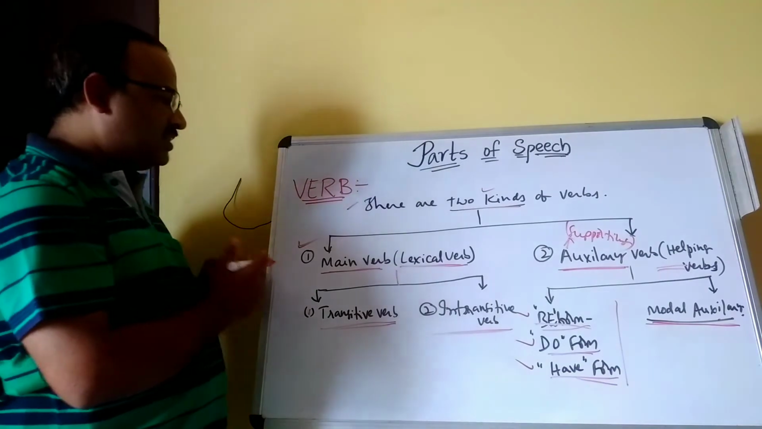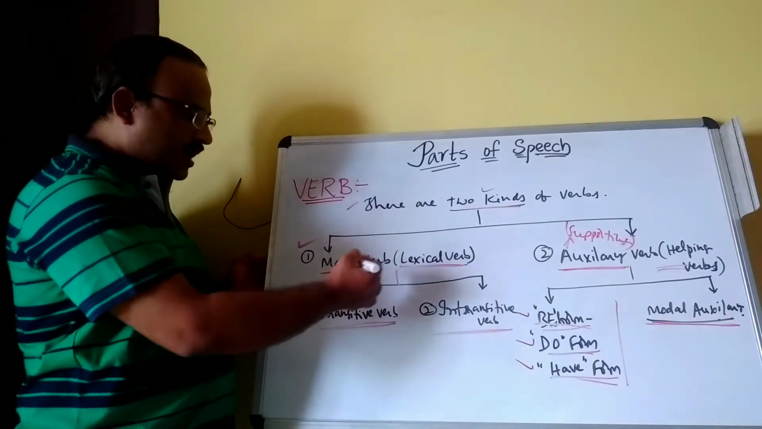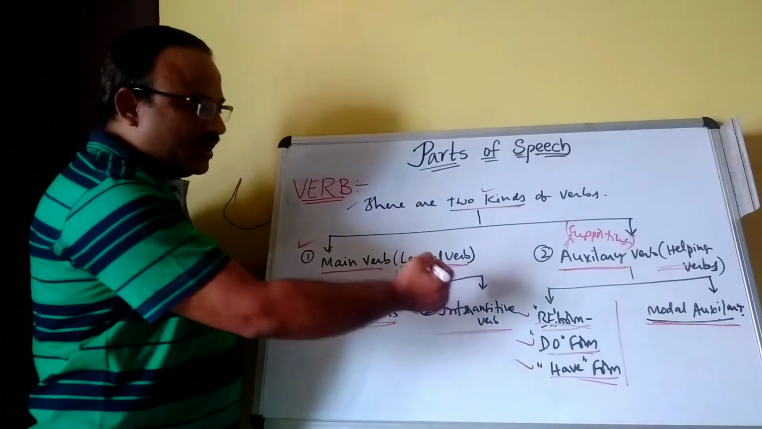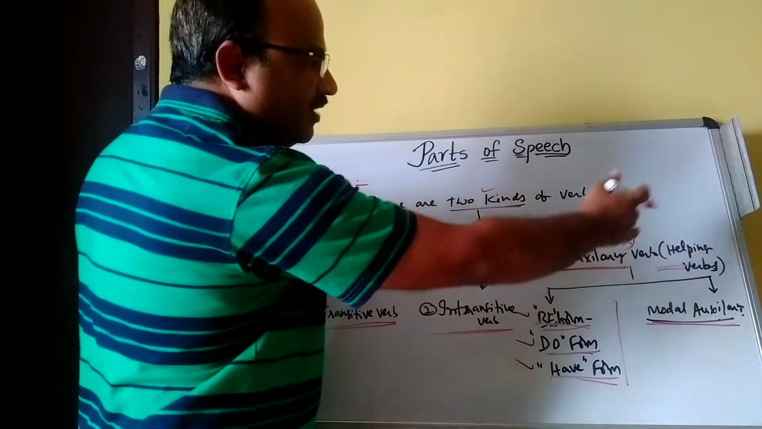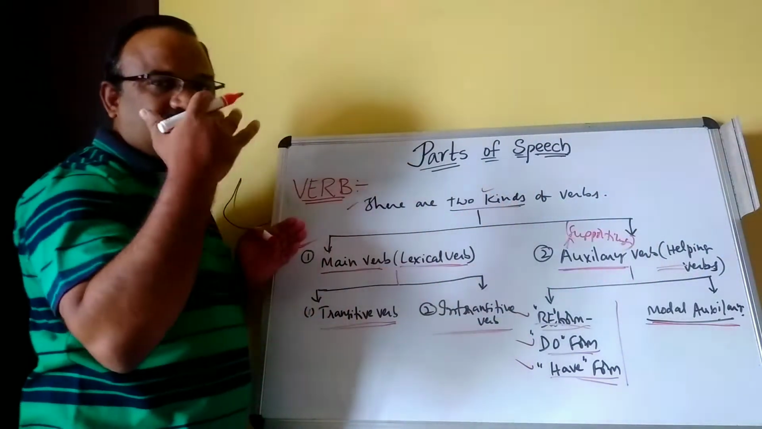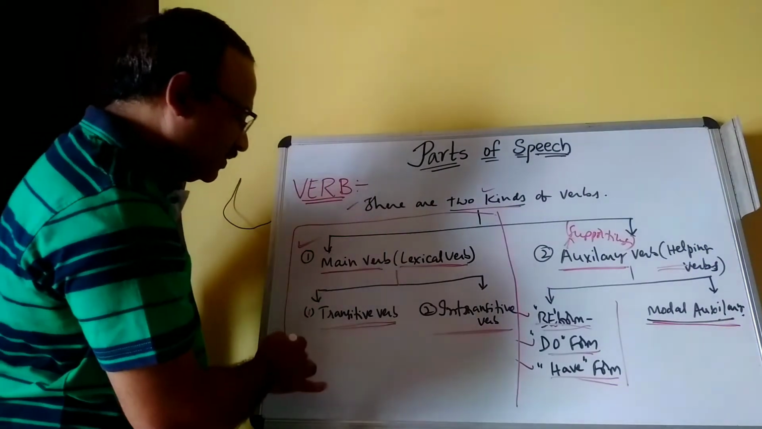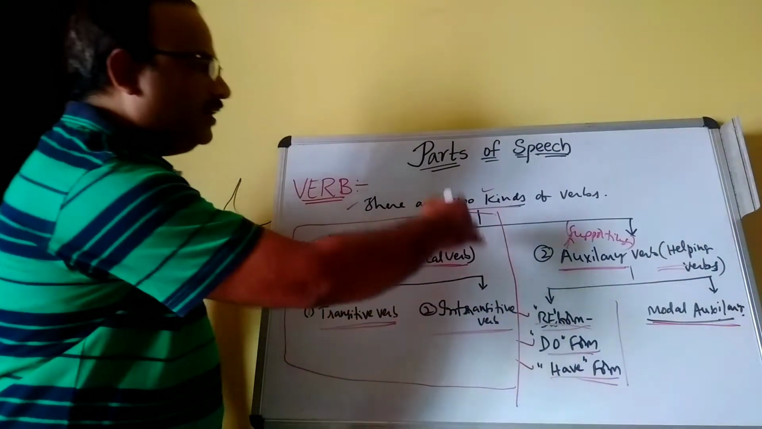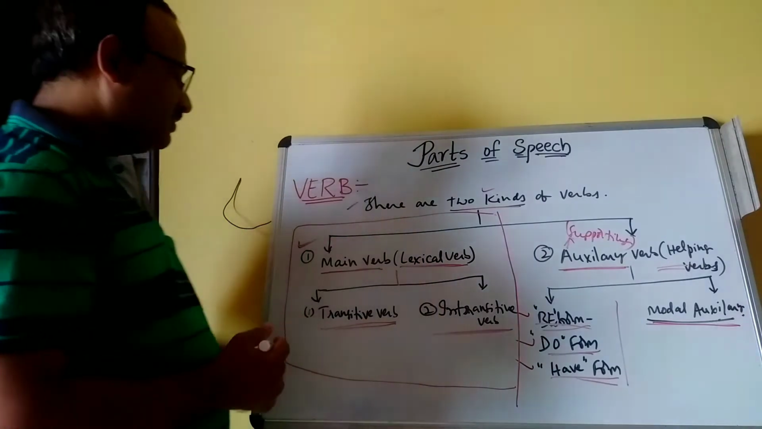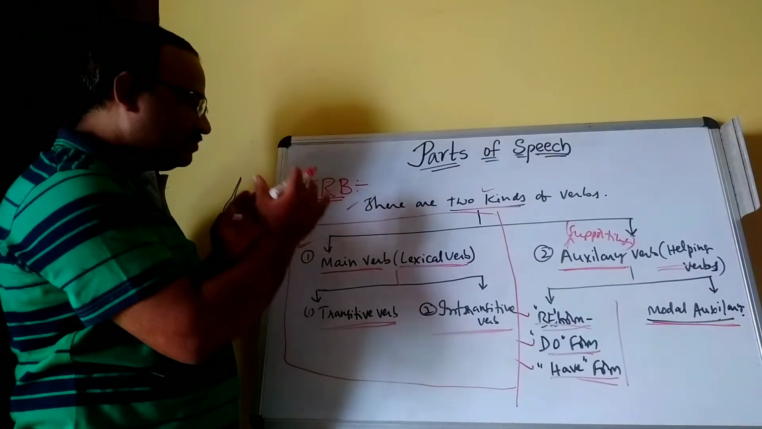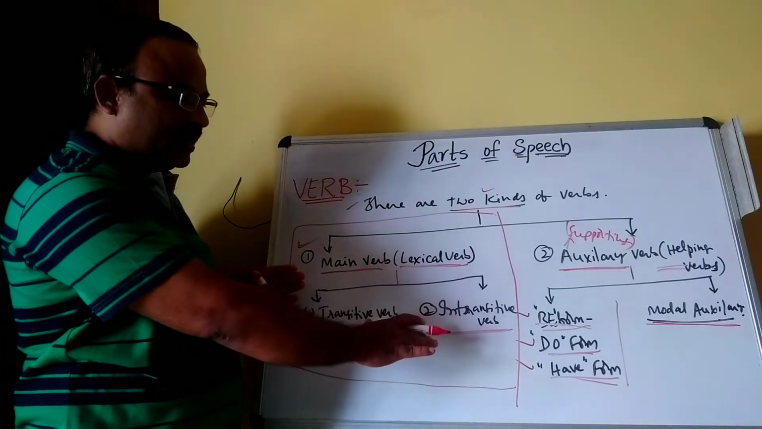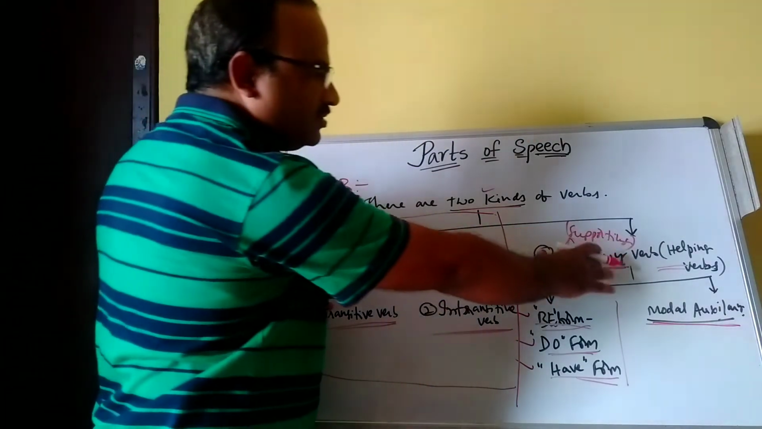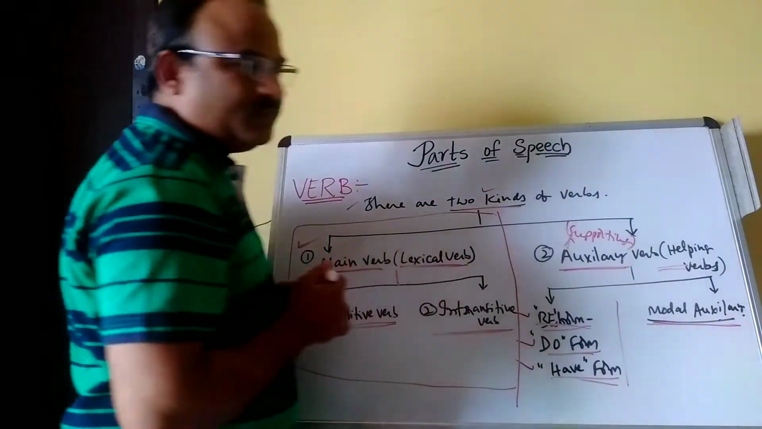So, let us discuss what the main verb is, and what the transitive verb and intransitive verb are. And in the second part, the auxiliary verbs, the helping verbs, including the be form verbs. Let us discuss.